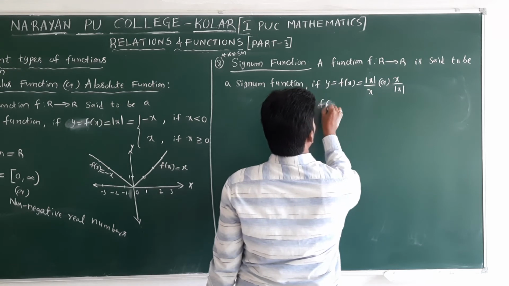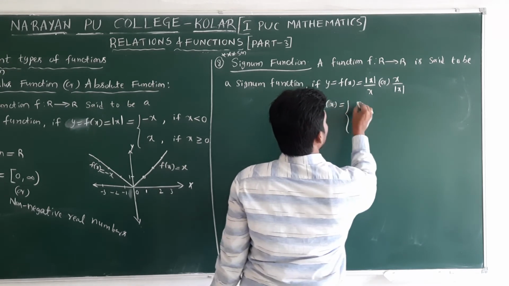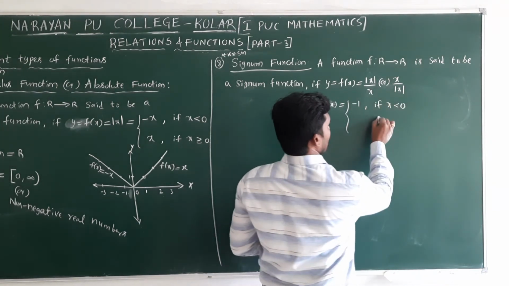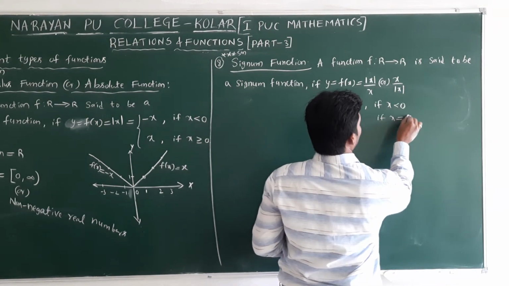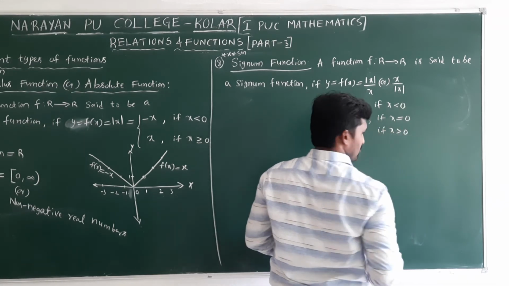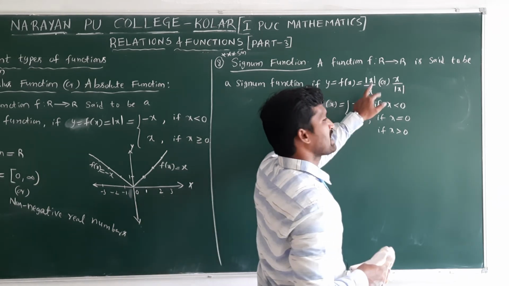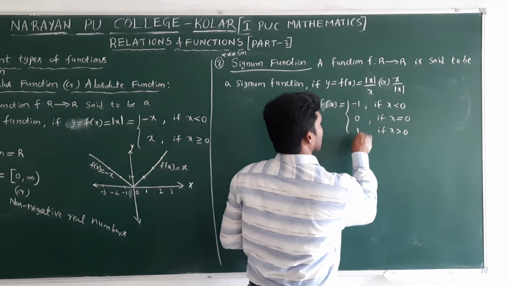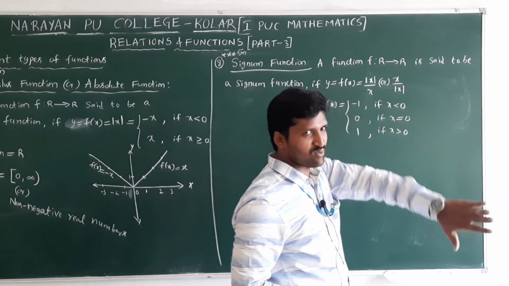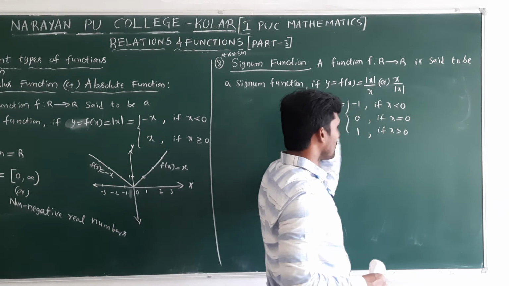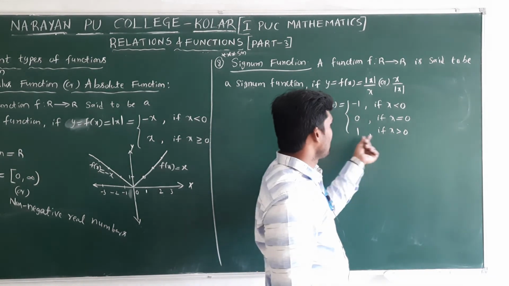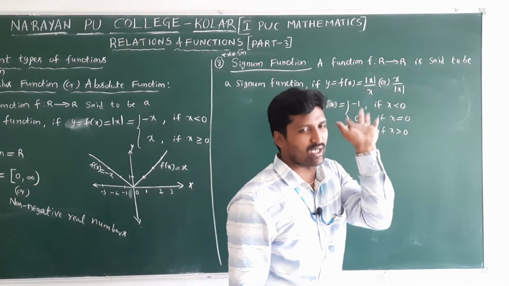The f of x equal to -1 if x is less than 0. If x is equal to 0, we will get 0. For x greater than 0, mod x becomes x only, x cancels, you will get 1. That means for all negative values, image is only -1. For 0, image is 0. X greater than 0 means which numbers? For all positive real numbers, what is the one and only image? That is 1.